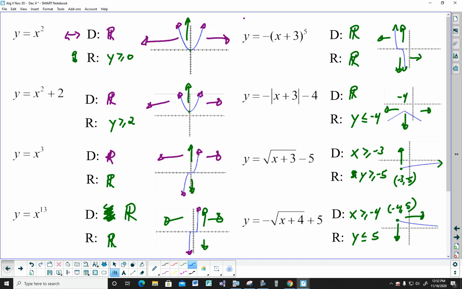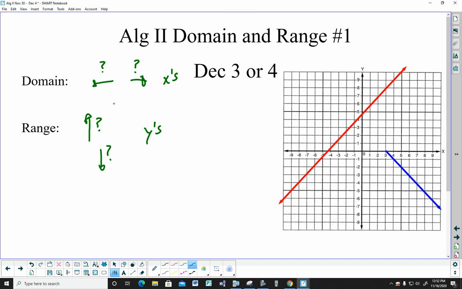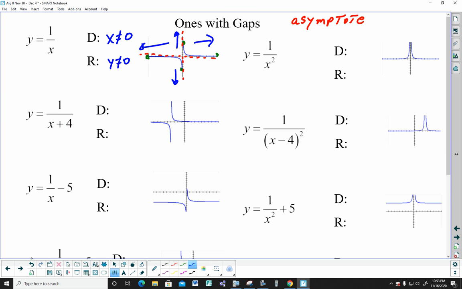So let me go back and amend this original definition. You ask, can it go as far left as it wants? Yes. As far right as it wants? Yes. Are there any gaps in the middle? Y's, can it go as high as it wants? Yes. As low as it wants? Yes. Are there any gaps as you move up to down? Okay. We'll talk through these as we go. Okay?